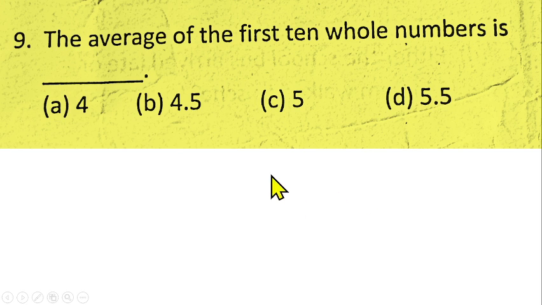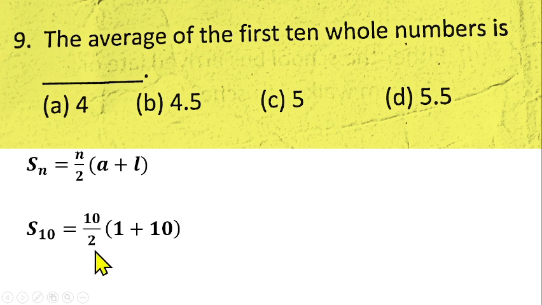Or to make it easier, we can sum 1 to 10 together using the sum of terms of an AP. We know the first term is 1, the last term is 10, and the number of terms from 1 to 10 is 10. So the sum will be 10 over 2 times (1 plus 10). If you simplify that, that is 5 times 11, which gives us 55.